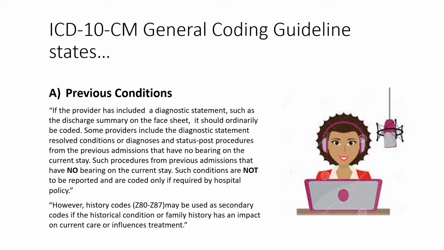Some providers include in the diagnostic statement resolved conditions, or diagnoses and status post procedures from previous admissions that have no bearing on the current stay. Such conditions are not to be reported and are coded only if required by the hospital policy. However, history codes ranging from Z80 through Z87 may be used as secondary codes if the historical condition or family history has an impact on current care or influences the treatment.